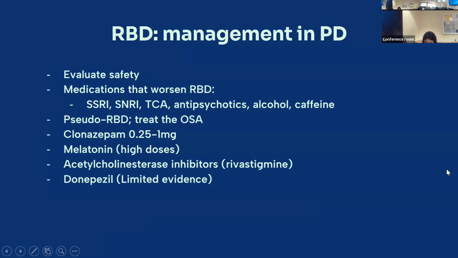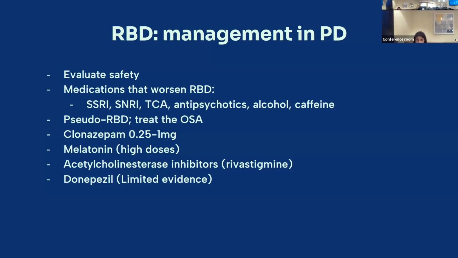So management, number one is always to evaluate safety. Make sure they have bed rails on their beds, no weapons near them, cover any sharp corners. And then take a look at their medications that could be worsening RBD. So all these medications can make RBD worse: SSRIs, SNRIs, TCAs, alcohol, caffeine, various antipsychotics as well. And then looking for pseudo RBD. That could be due to untreated OSA. So making sure if they do have OSA that it is treated.